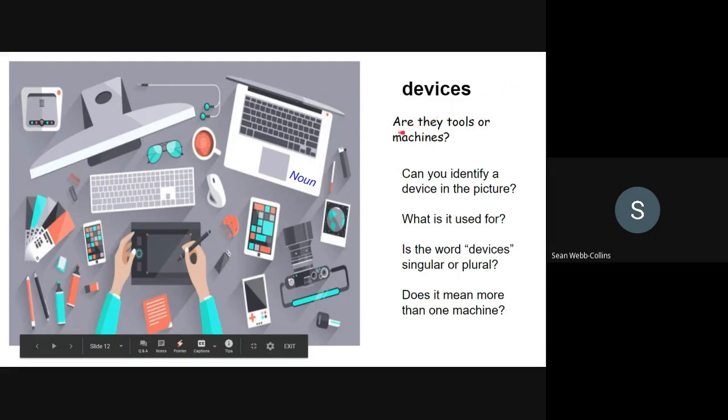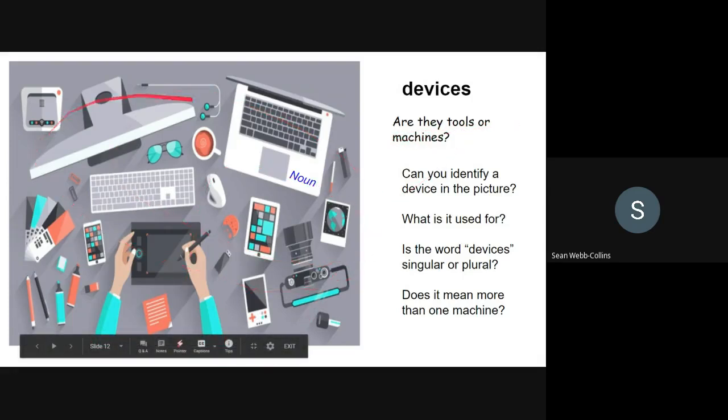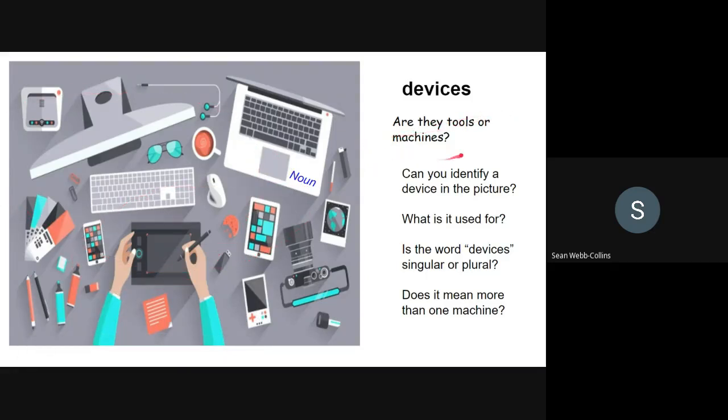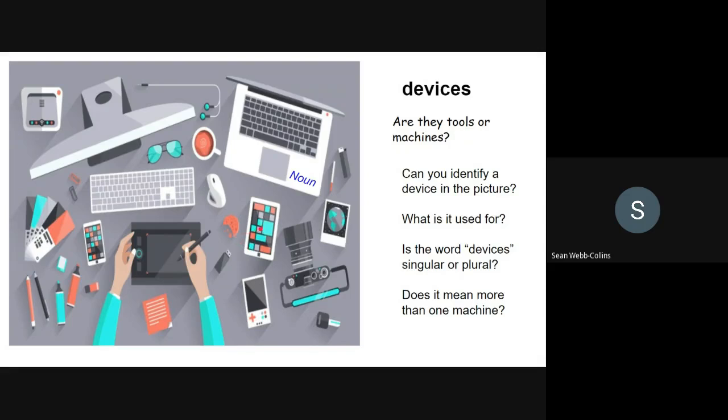Devices. Are they tools or machines? Let's have a look at the picture. Here we can see many different kinds of devices. And are they tools or machines? They can be both. For example, a tablet is an electronic device. A ruler might be a tool. And a tablet is a form of machine. So are tools or machines devices? Yes, they are.